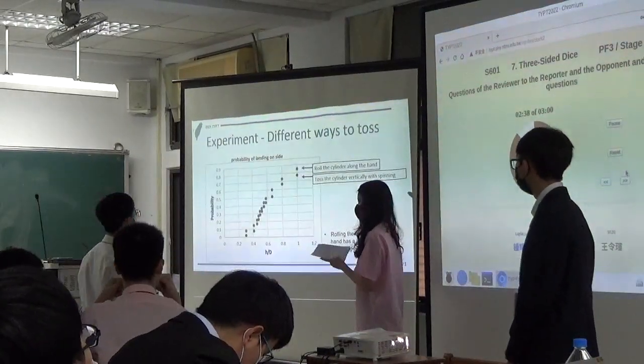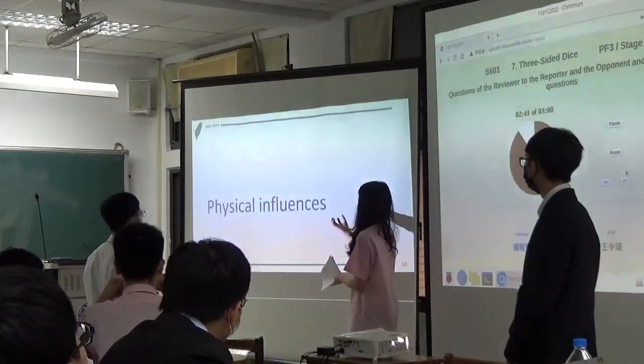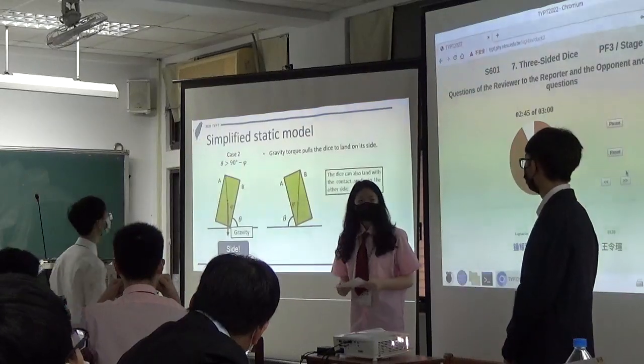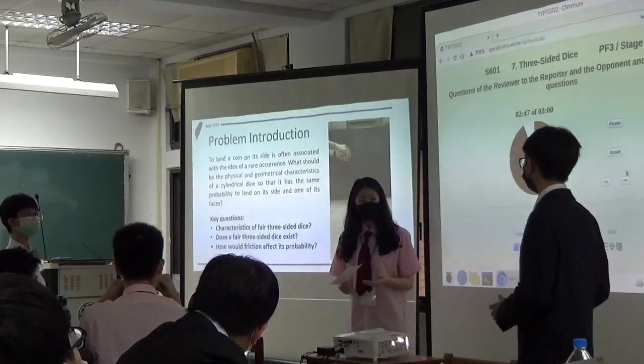Your experimental setup, the dice, setup. How to get the dice? I use the 3D printer. Okay, and how about you? Do you think 3D printer is the best way?